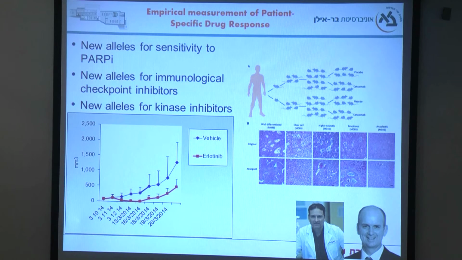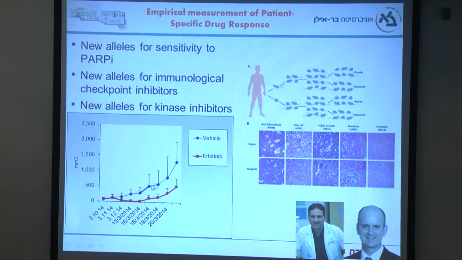So this is really why we established what I talked about in the previous talk, which is this methodology of avatars, of growing the tumors in mice. Originally, the purpose of it was to decipher the clinical significance of genomic aberrations of unknown significance.